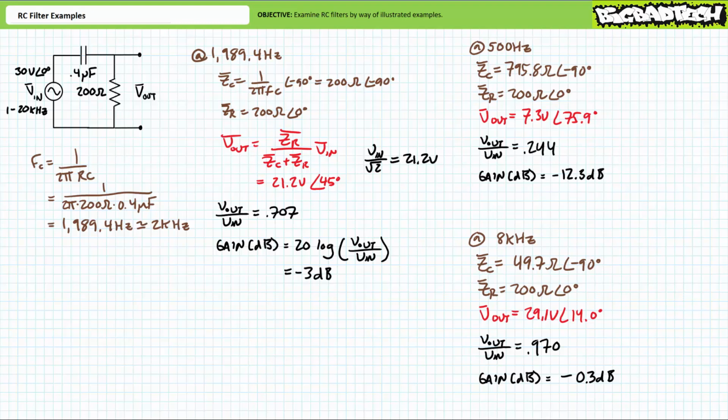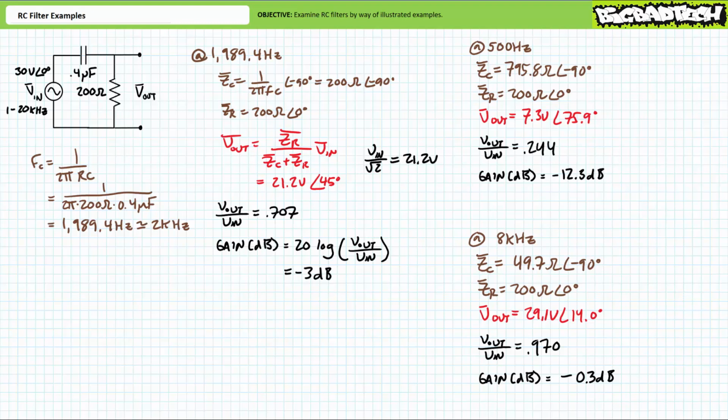At the increased excitation frequency of 8 kHz, the complex impedance of the capacitor will be roughly 49.7 ohms at an angle of negative 90 degrees. Capacitive impedance went down. The complex impedance of the 200 ohm resistor remains 200 ohms at an angle of 0 degrees. Given this change in impedance values, we should expect less voltage to be dropped across the lower impedance capacitor and more across the higher impedance resistor. This makes perfect sense for a high-pass filter operating at a frequency higher than the critical frequency.